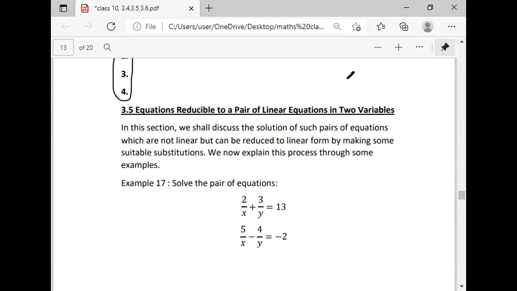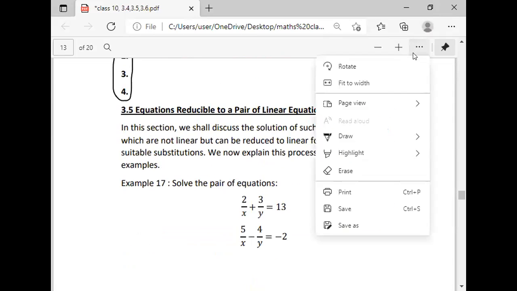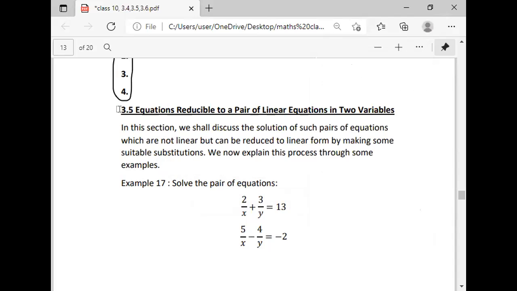So now let us move to our next method. Section 3.5: Equations reducible to a pair of linear equations in 2 variables. That is, you may be given a pair of equations, but they are not in the form of a linear equation. Let us do some examples.